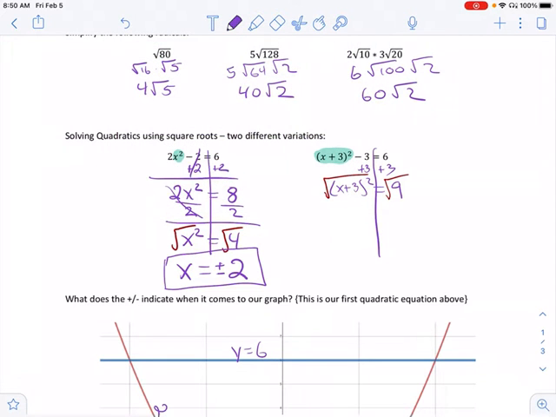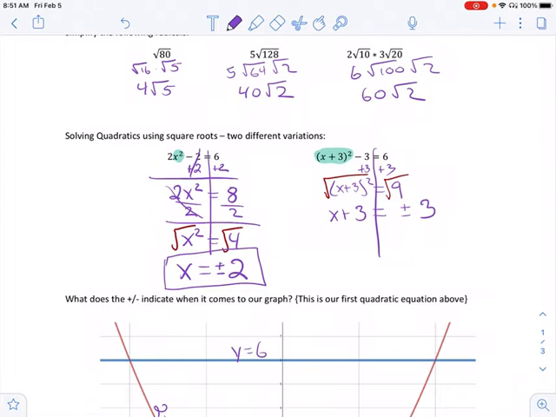Okay, and on this side, I'm just going to get x plus 3. And on this right-hand side, I end up with plus or minus 3. That's after I take that square root. Essentially I've got two different problems that I still need to solve because I generated two different answers when I did that square root of 9. I have plus 3 and minus 3.